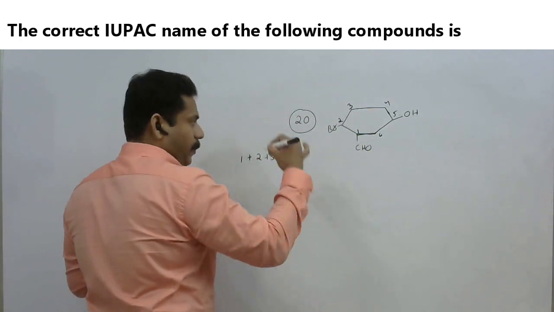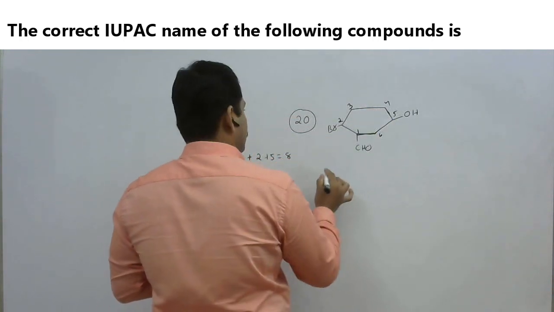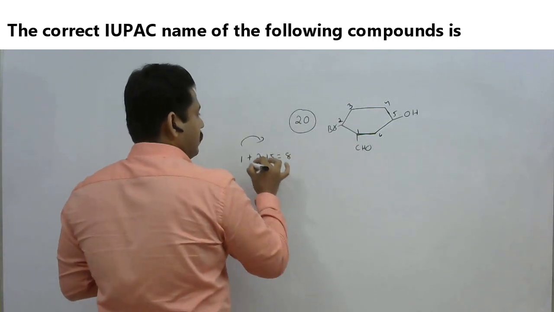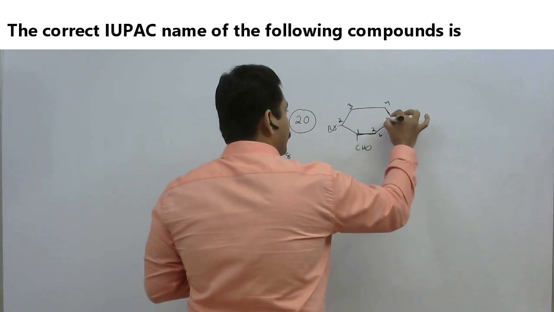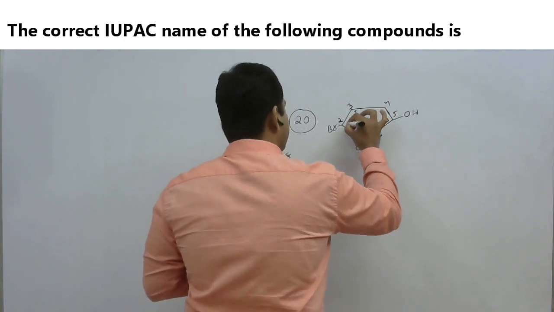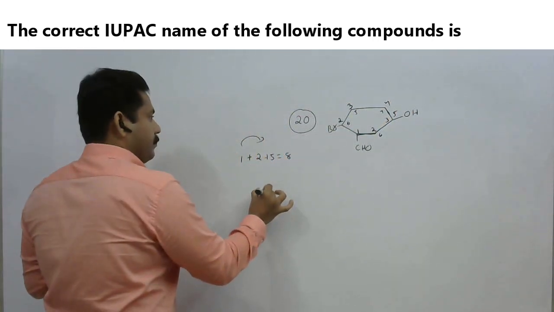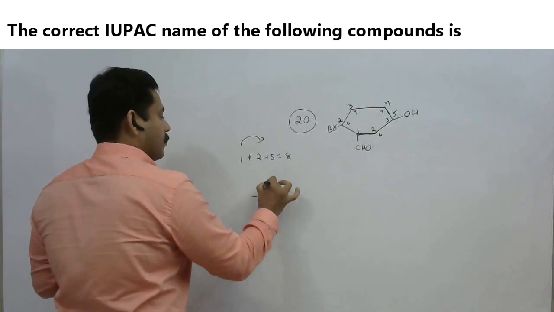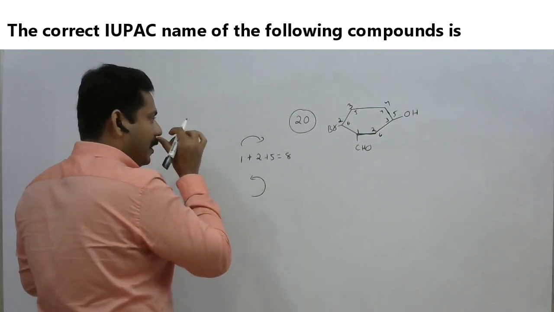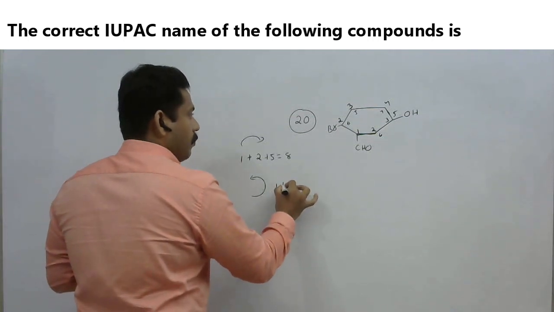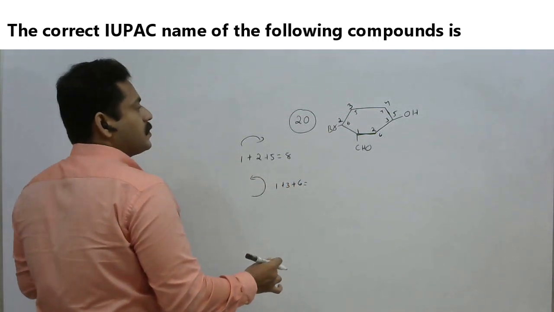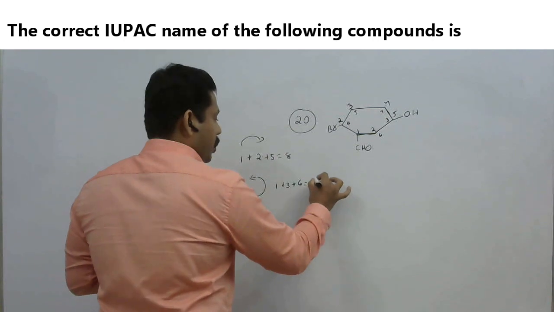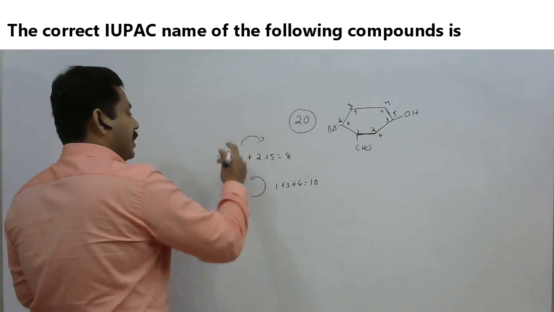Right? Now one more possibility is there. If I go in this direction, this is the clockwise direction. Now if I move in the anti-clockwise direction, it is 1, 2, 3, 4, 5, 6. Right? Correct? So where are the positions? 1 plus 3 plus 6. So 3 plus 6 is 9, plus 1 is 10. So according to the lowest sum rule, this is the correct answer.